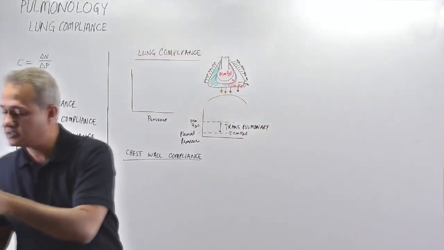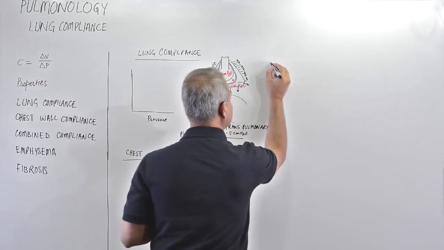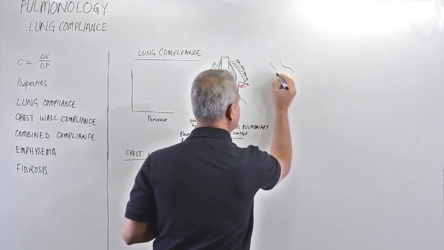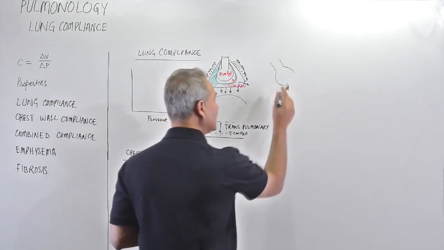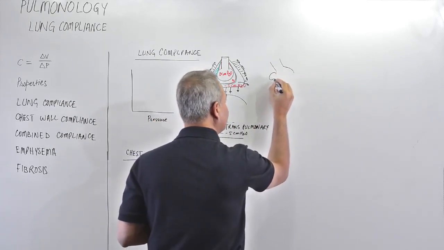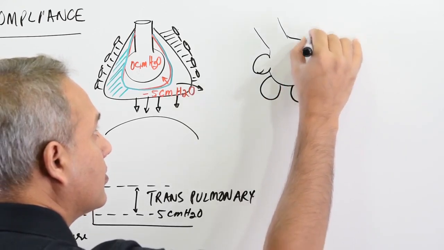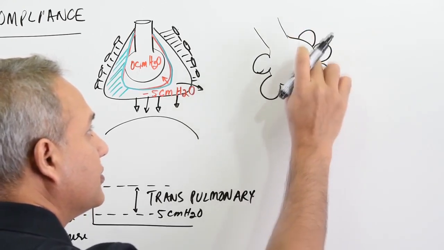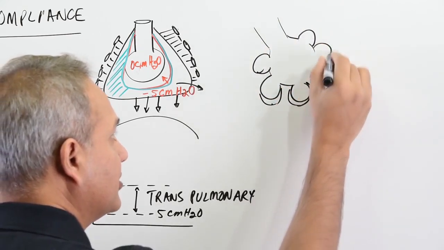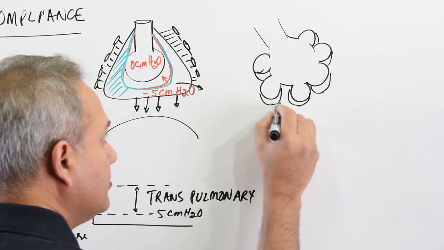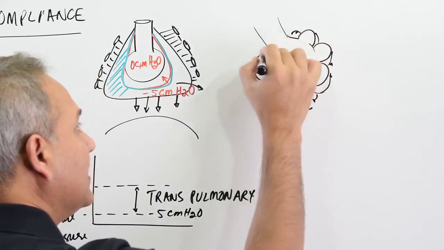So what happens is that the last part of the respiratory bronchiole dilates into a sac-like structure, that is the alveolar sac, and from there alveoli are connected. So this is the alveolus, this is another alveolus, and so on, and there are more. So this is the structure.